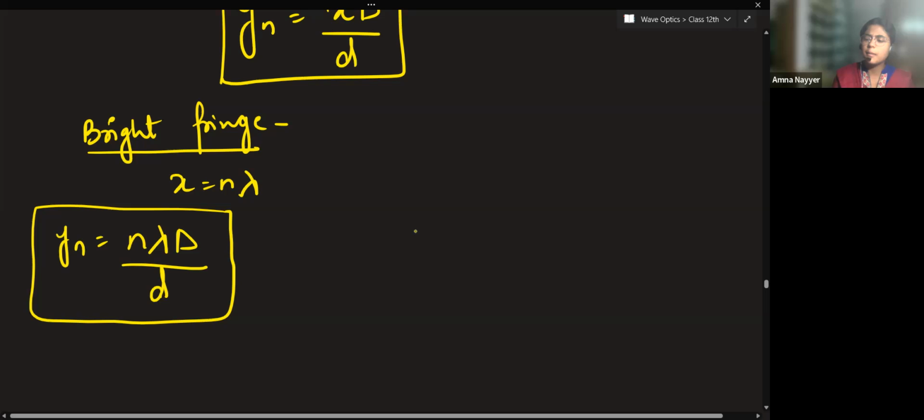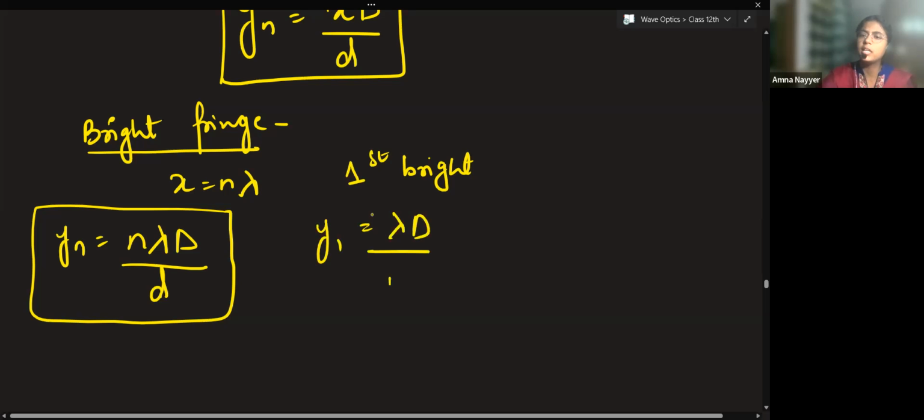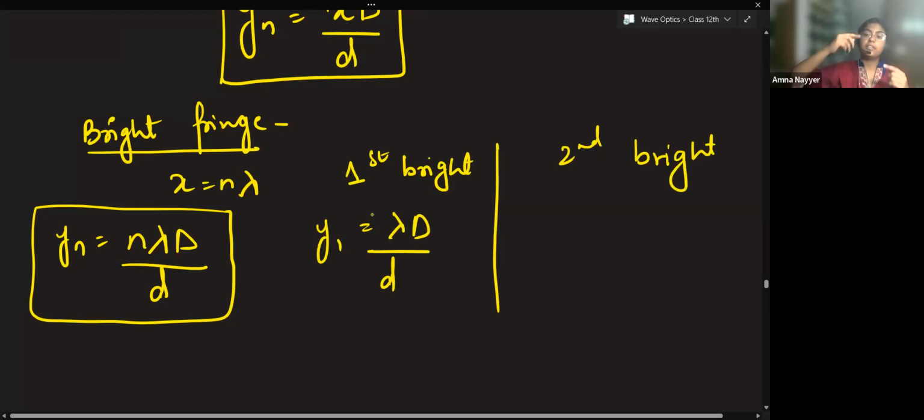Take any example. Let's say I ask you to calculate the first bright fringe. So what is meant by this? First bright fringe means n is equal to 1. So that is lambda capital D by small d. Let's say I'm asking you to calculate the second bright fringe. Second bright fringe is the separation from the central maxima, that is y2. So that becomes 2 lambda capital D by small d. This is for the bright fringe.